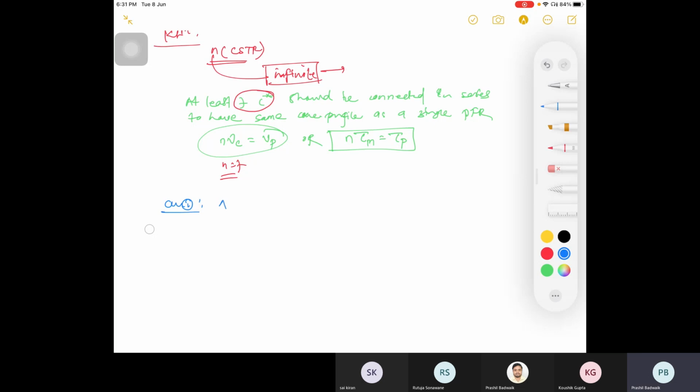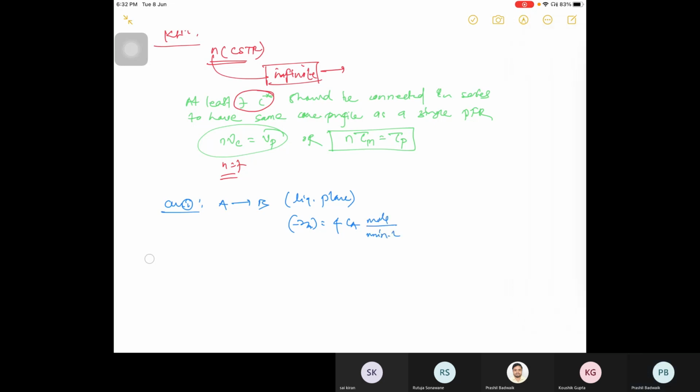Okay, here A is giving you B. This reaction is carried out in liquid phase. Please keep your calculator with you, we'll need it for the calculations here. This is your rate equation, in moles per minute per liter.